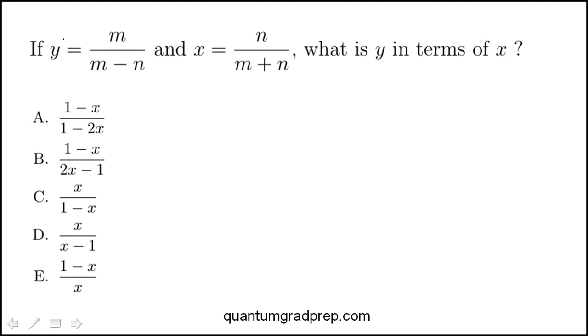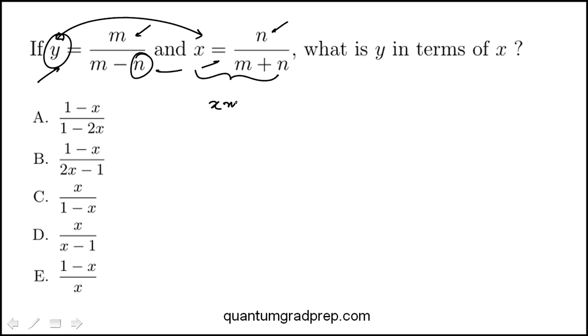So this question is really about relating y and x and getting rid of these other two variables, m and n. Since I already have y isolated, I am going to keep it this way and then try to get rid of m and n. So the first thing I'm going to do is to manipulate this and express n in terms of x and m. So I'm going to use this equation.